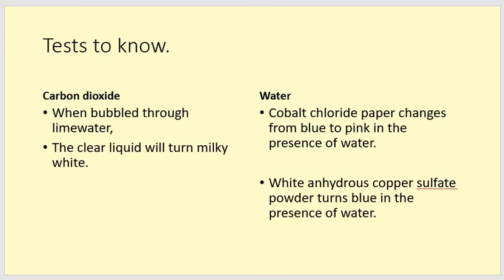So what happens? Carbon dioxide bubbled through lime water, clear liquid will turn milky white. This is a classic question in chemistry GCSE or in combined science GCSE. Test for carbon dioxide is to bubble it through lime water, which will then turn milky white. Water is tested for by using cobalt chloride paper, which changes from blue when it's dried out to pink if you've got water. The other thing you can do is you can use anhydrous.